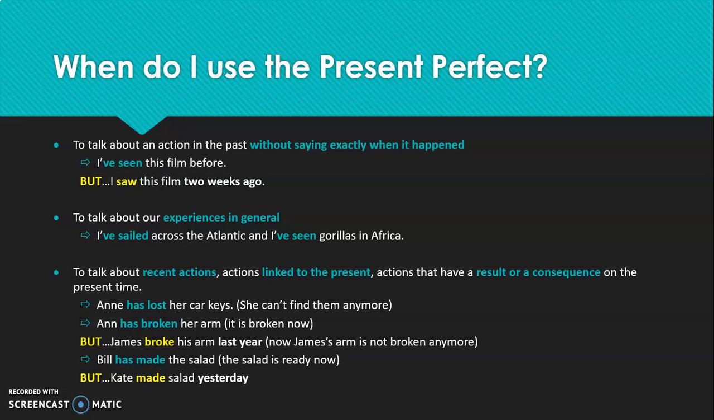Again, talking about the salad, Kate made salad yesterday. Again, she made the salad yesterday. The action started and finished in the past. I'm saying exactly when this happened, and the salad is probably finished.